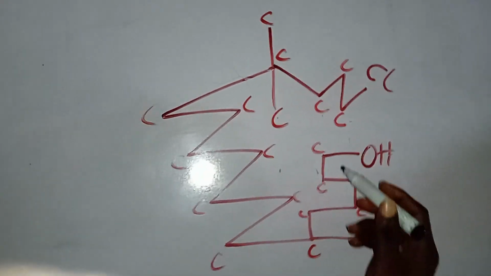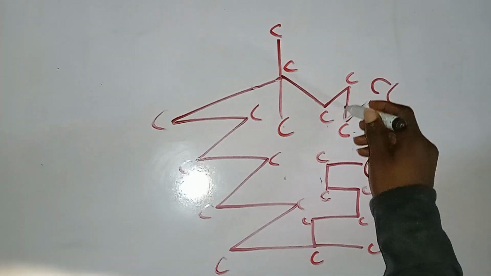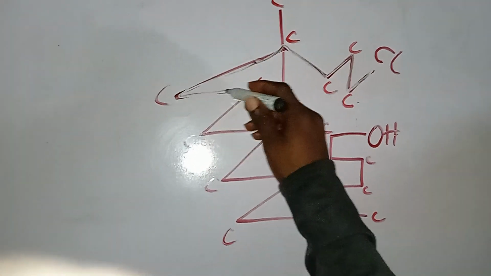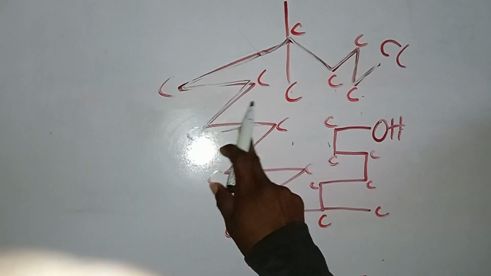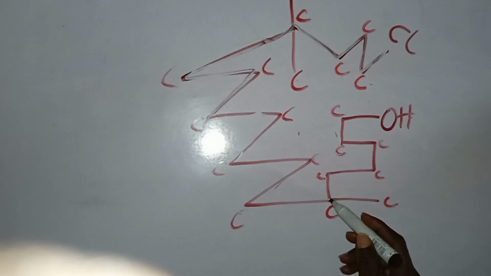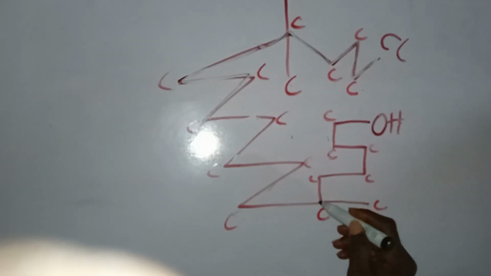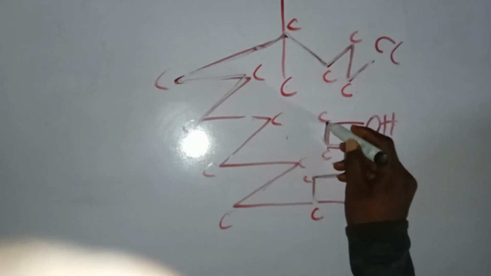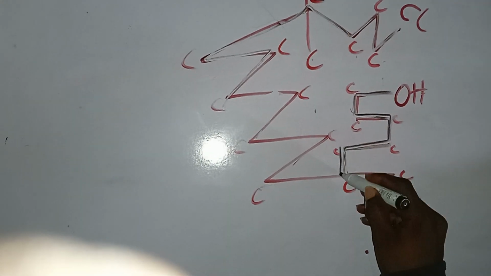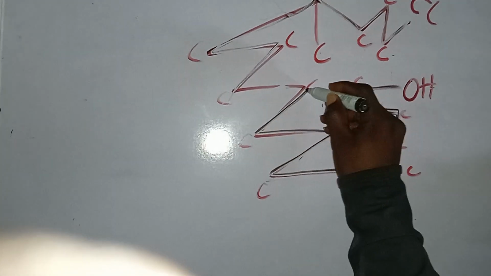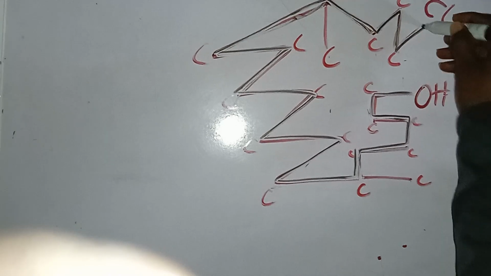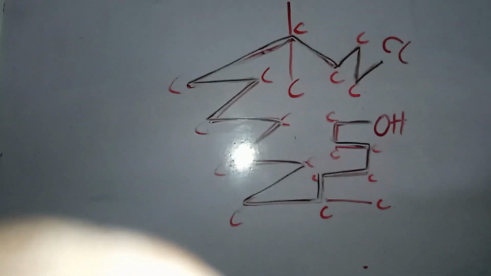Alright, in checking the longest carbon chain, I see that if I'm going this way, it's the same thing as going this way, this way. Everything straight. If I go this way, I cannot go this way, and this is still having more. Straight this way, straight this way. So my longest carbon chain is this way. This is my longest carbon chain.